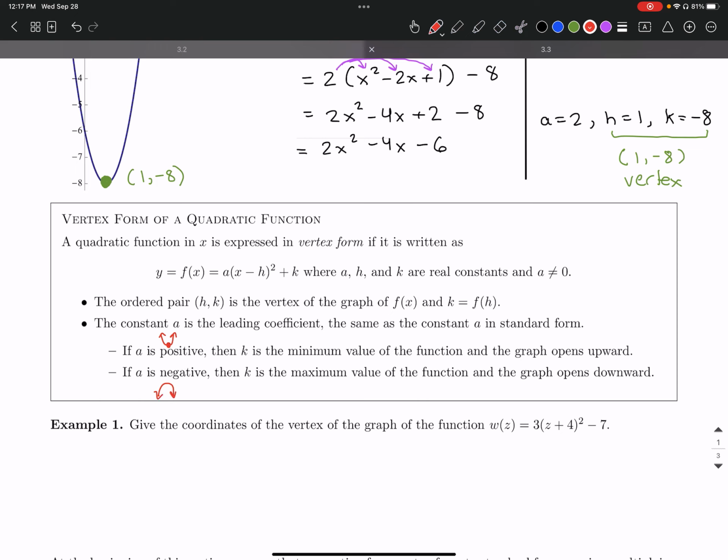If a is negative, you open down instead, forcing your vertex to be on the top, and hence the y value of your vertex will be the highest y value that your quadratic function ever hits.